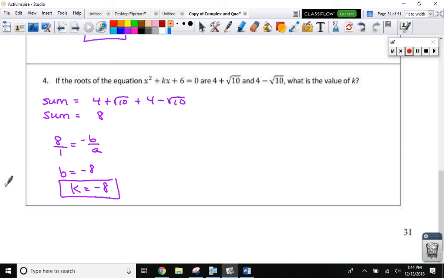So if it says, what is the value of k, and you answer something like b equals -8, that would be wrong. Technically you're not answering the question. I can't guess as to what you think k is. You know what I mean? Other questions?